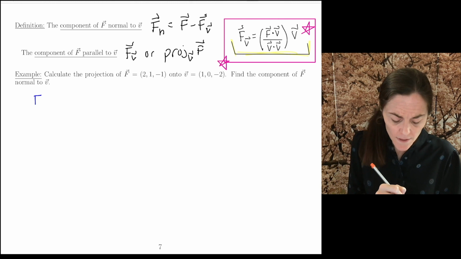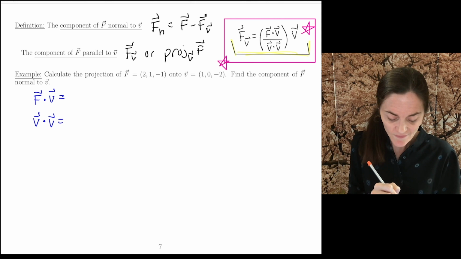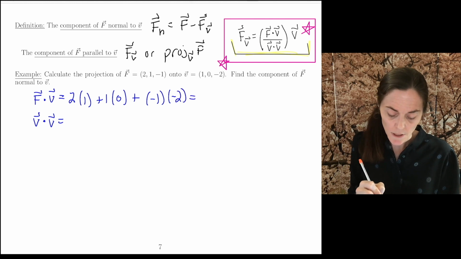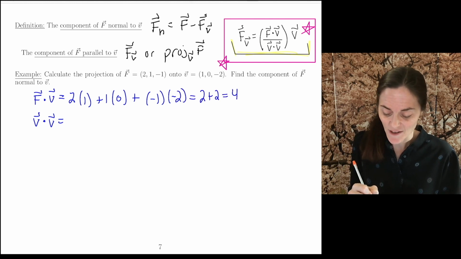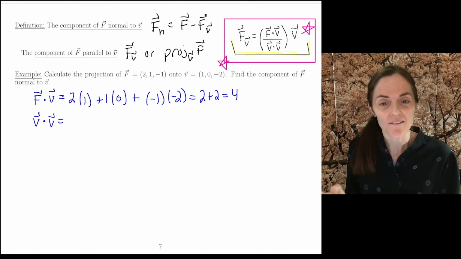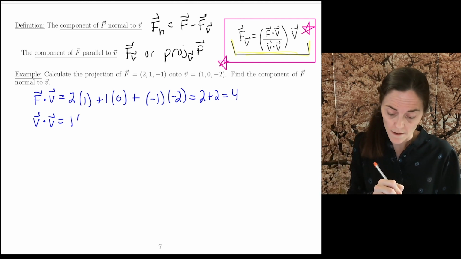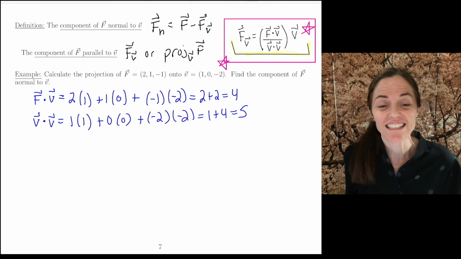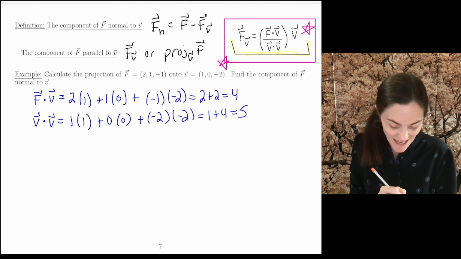Well, we need all of these quantities. We need F dot V and we need V dot V. F dot V, well, this is 2 times 1 plus 1 times 0 plus minus 1 times minus 2. This is 2 plus 2. F dot V is 4. Then we need V dot V. This is 1 times 1 plus 0 times 0 plus minus 2 times minus 2. This is 1 plus 4. This is 5.